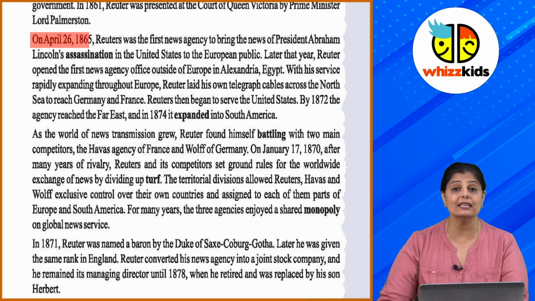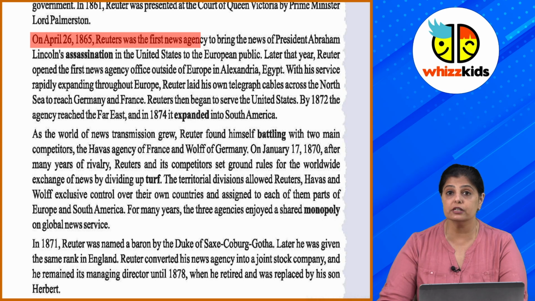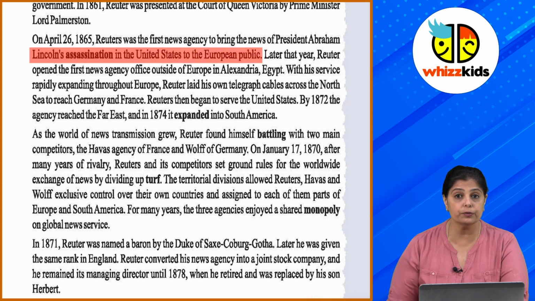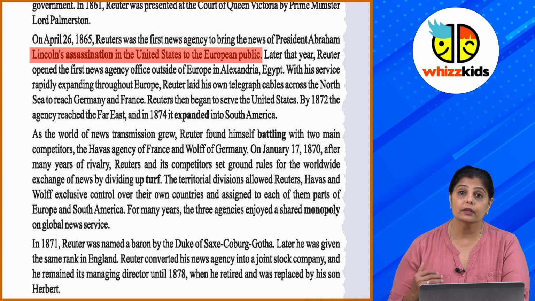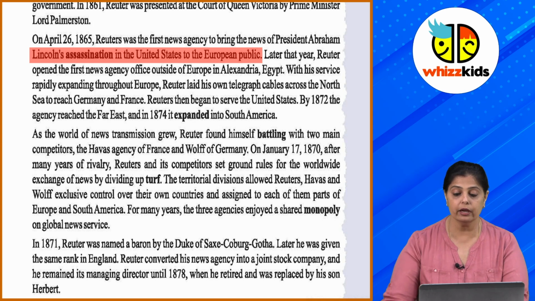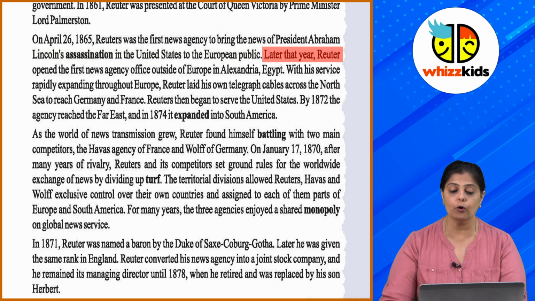On April 26, 1865, Reuters was the first news agency to bring the news of President Abraham Lincoln's assassination in the United States to the European public. So he was the first one, okay? It was the first news agency that communicated the news of the assassination of Abraham Lincoln, which took place in the US, to the European people, okay? So later that year, Reuters opened the first news agency office outside of Europe in Alexandria, Egypt.